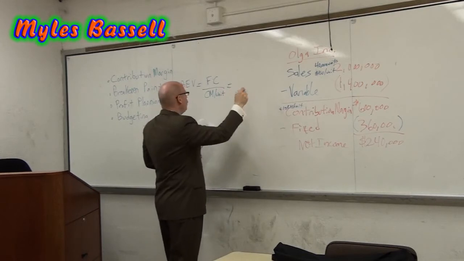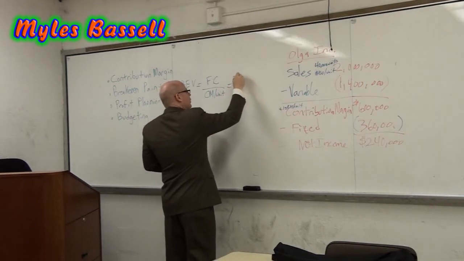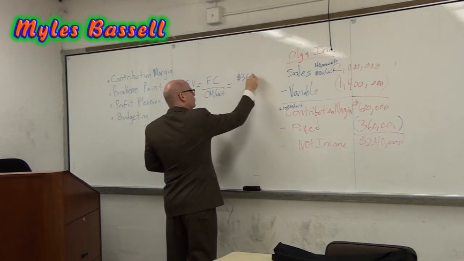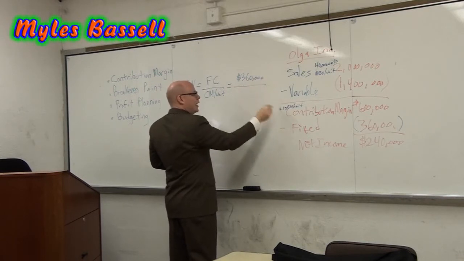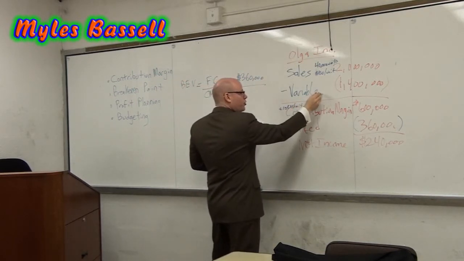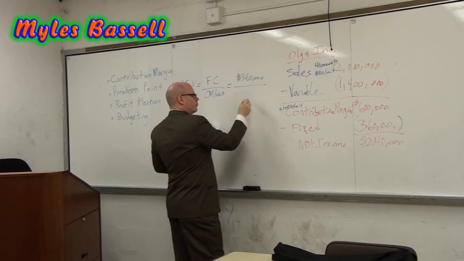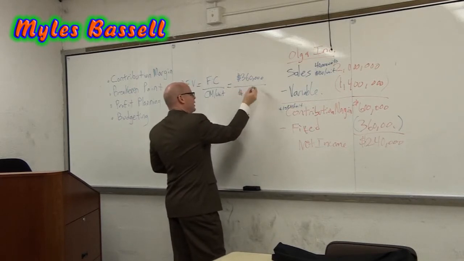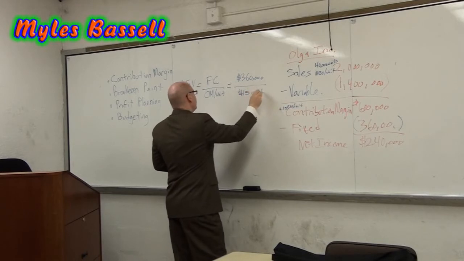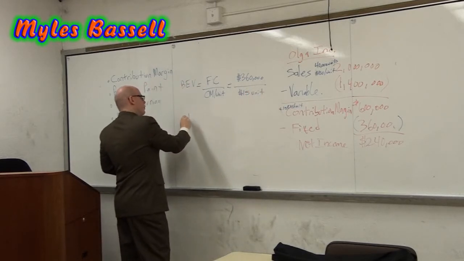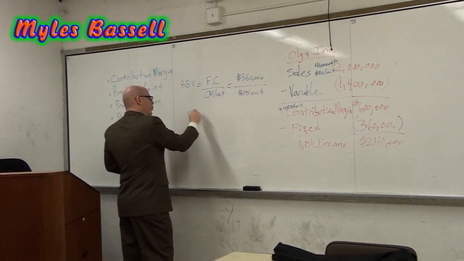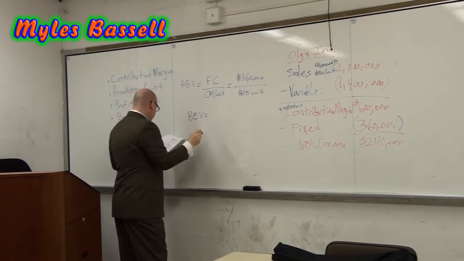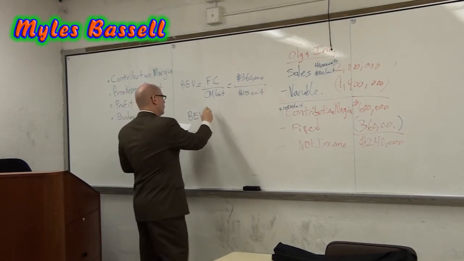And how much is that, Greg? 360,000, right? Yes. Is the fixed cost divided by the contribution margin per unit, 15, which we already calculated is $15 per unit, which gives us a break-even volume of how much? 24,000.